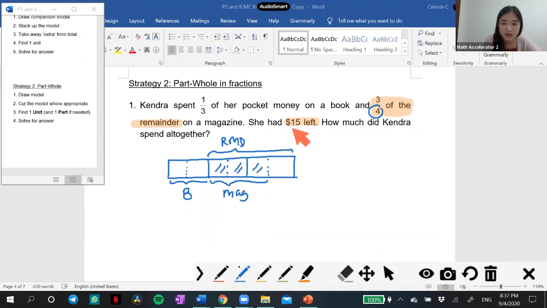How much does she have left? $15. This is left, and it is $15. So this tells us that 1 unit is $15. How much did she spend altogether?